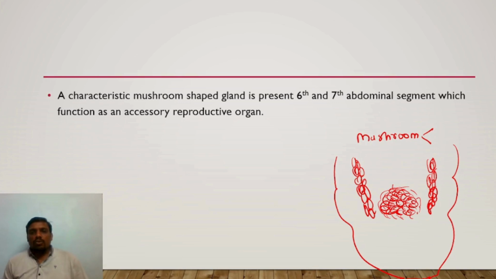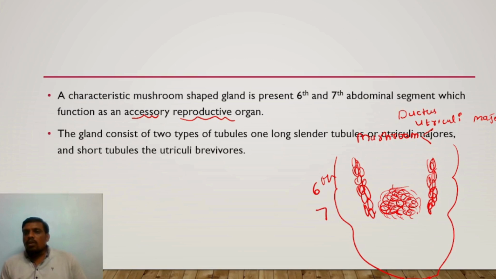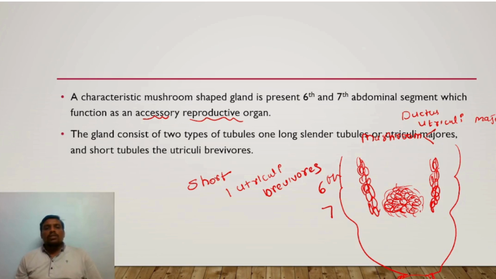This mushroom shaped gland is present at the 6th and 7th abdominal segments and functions as an accessory or additional reproductive organ. The gland consists of two kinds of tubules, as I told you already. The long tubules are called utriculi majores. Short tubules are called utriculi breviores.